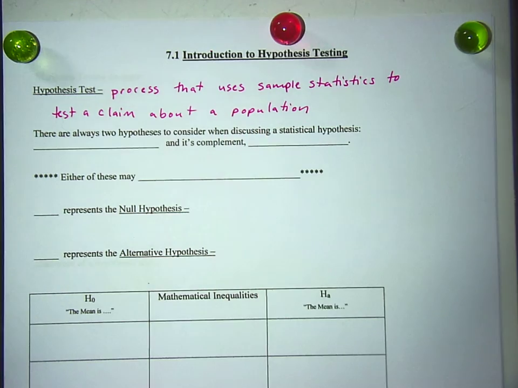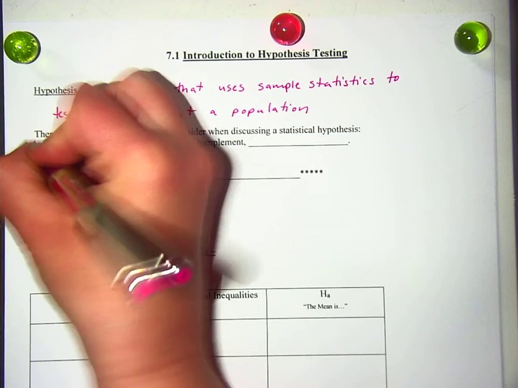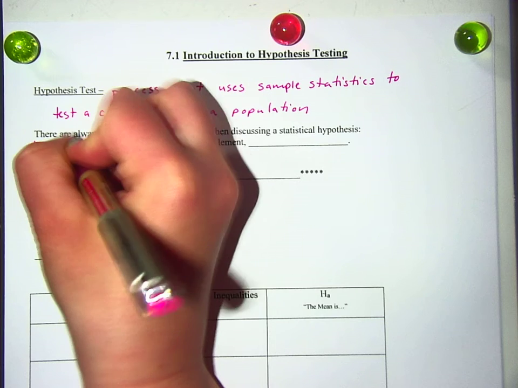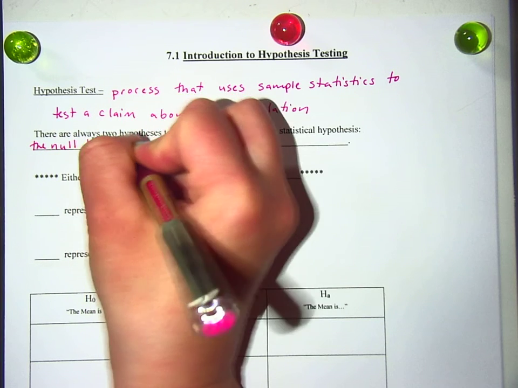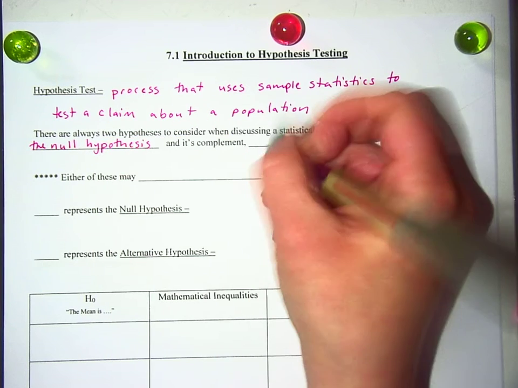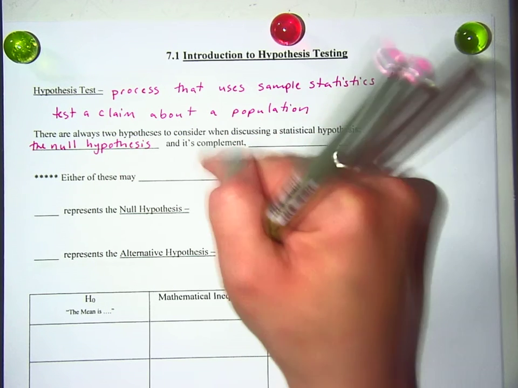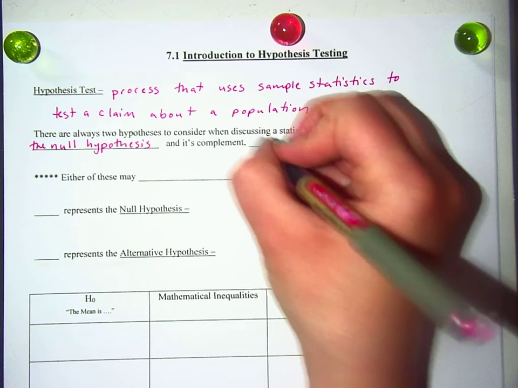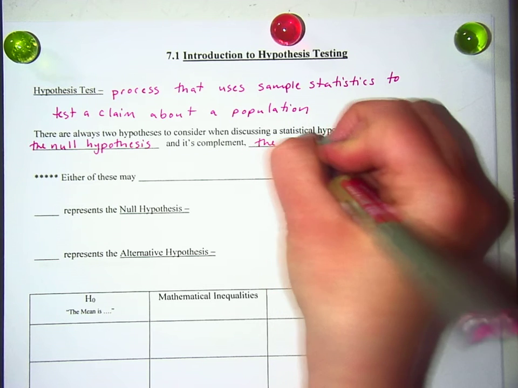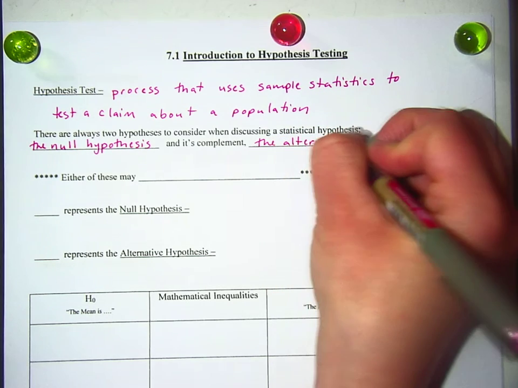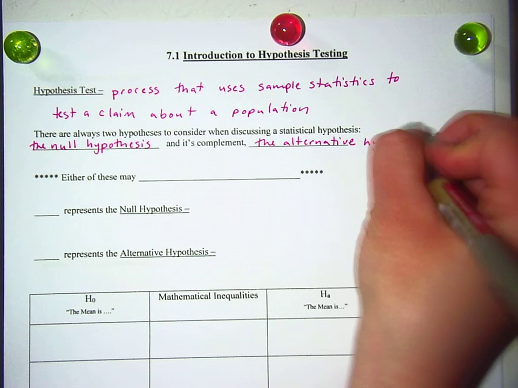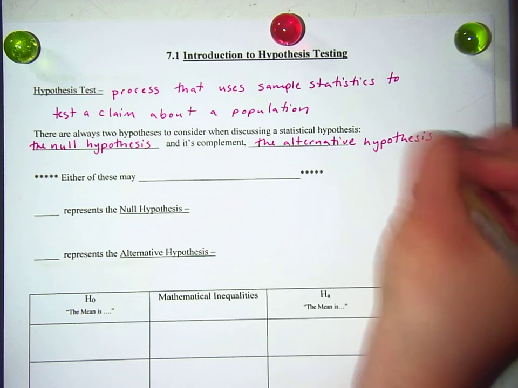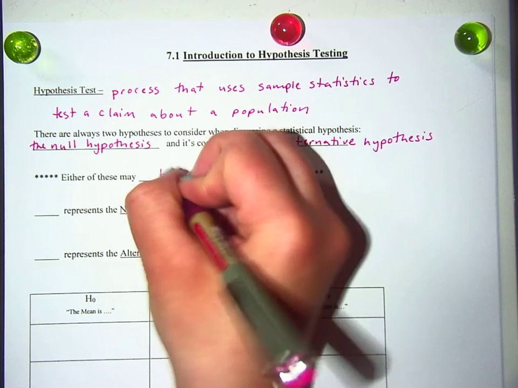There are always two hypotheses to consider when discussing a statistical hypothesis. There's the null hypothesis. That's N-U-L-L hypothesis, null, meaning nothing. And its complement, which is, remember, an opposite, like in probability, is the alternative hypothesis. Kind of like saying that somebody is innocent or guilty. Either of these may be the claim.